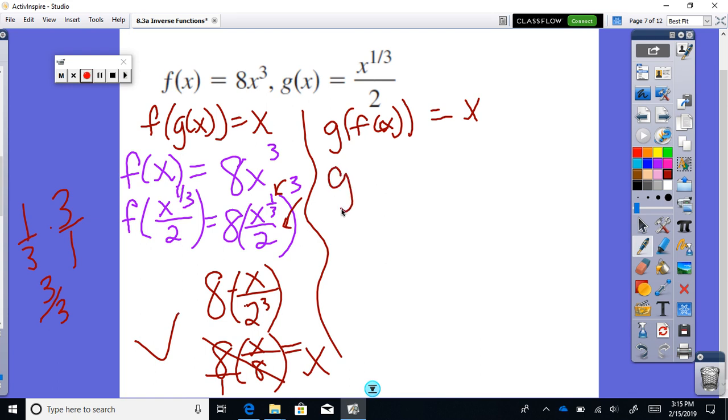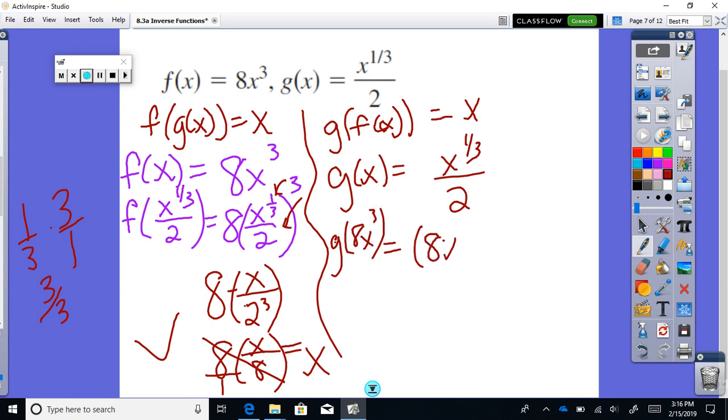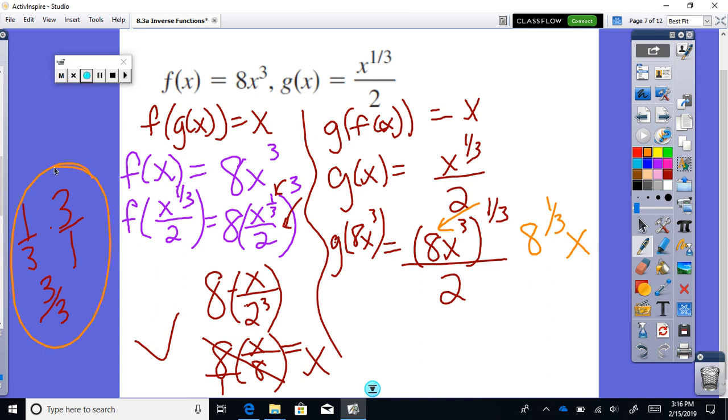g of x comes first this time. So g of x is x to the 1/3 over 2. Replace that x with 8x cubed. So on the top, I'm going to have 8x cubed to the 1/3 all over 2. Power to a power, it's going to be 8 to the 1/3 x to the, remember that 1/3 times 3 is just x to the first, over 2.